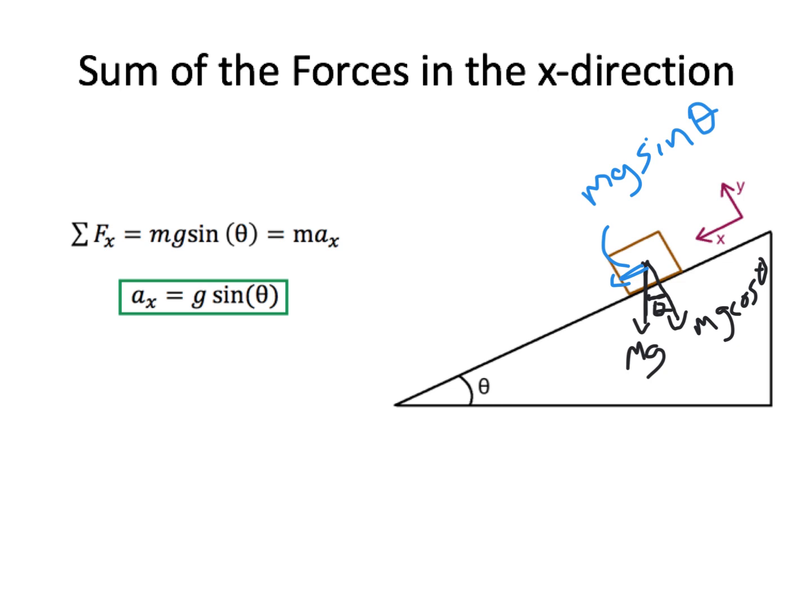Now, if we look at that, it depends on little g, of course, but it also depends on the sine of the angle. And so we can note that as theta increases from 0 to 90 degrees, sine of theta increases from 0 to 1. And so as the angle gets bigger, the acceleration is also going to get bigger. And I think that our intuition would lead us to suspect that, but the equation is telling us that that's in fact what it is.